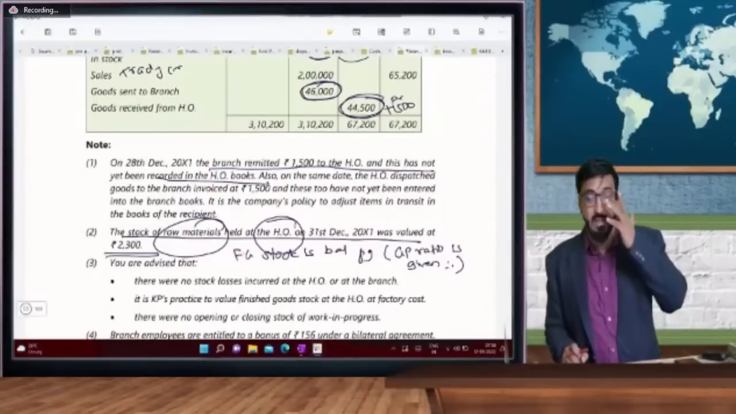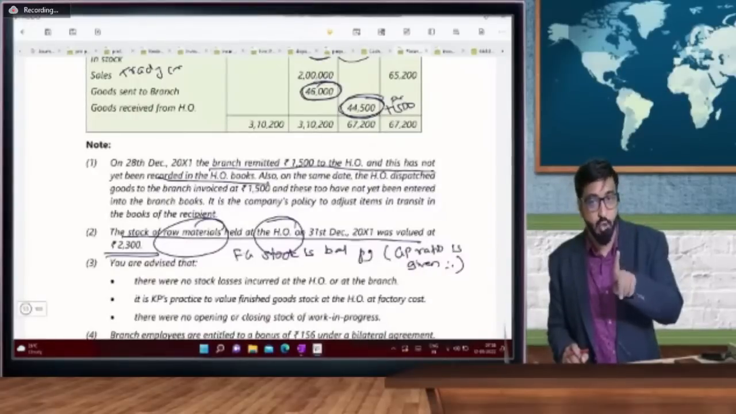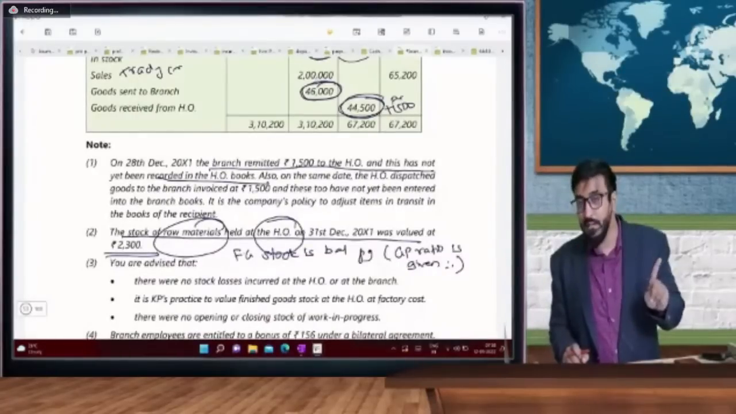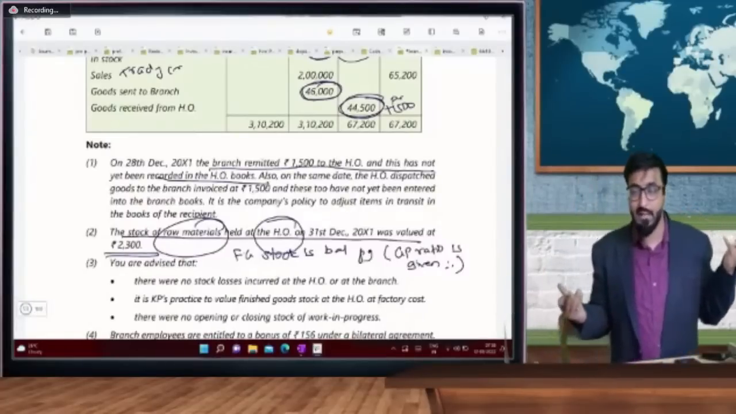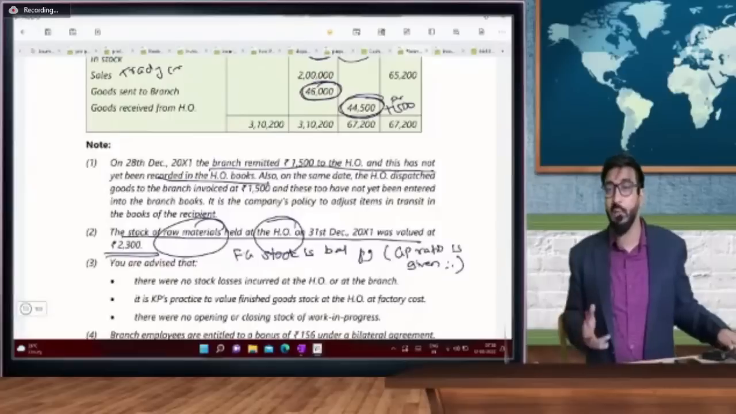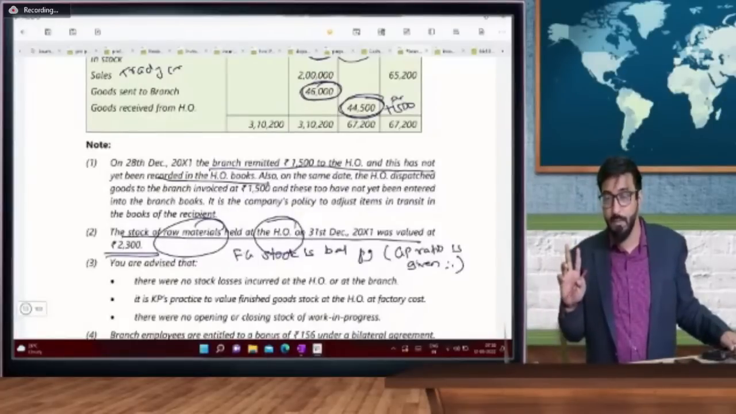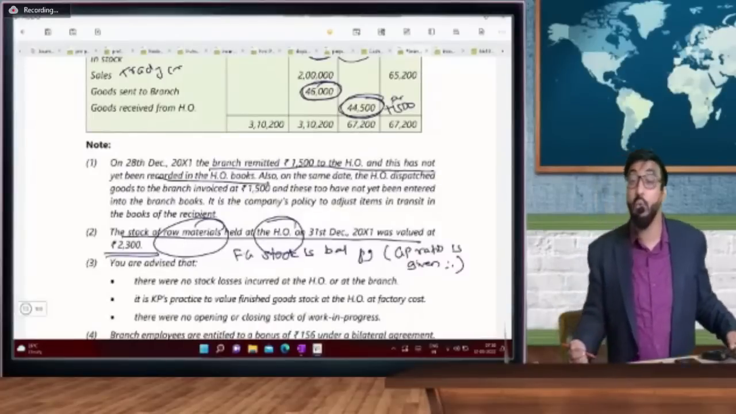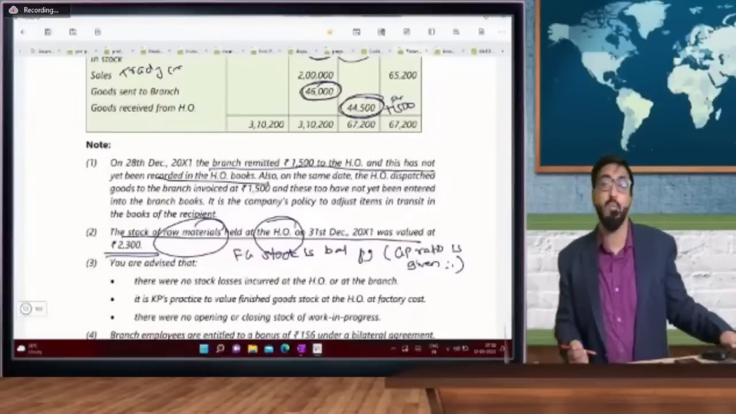GP ratio is given, therefore, closing stock of finished goods is a balancing figure. See, in single entry also, if we are aware about GP ratio, from sales you can calculate GP, and then opening stock might be a balancing figure, or closing stock might be a balancing figure. So in this question, opening stock is given, GP ratio is already given. How GP ratio is given? You know, beta, 30% is a GP for the branch, and head office has two profits. One, they sell it to outsiders, and second one, they send it to goods sent to branch, and then in that case, they are earning 15 upon 115 profit.